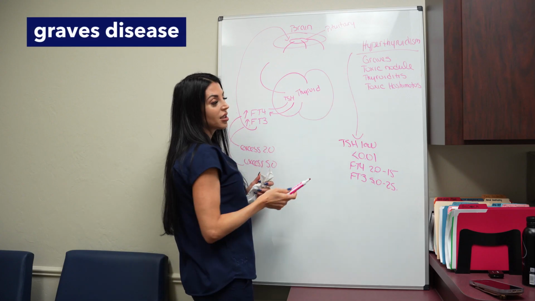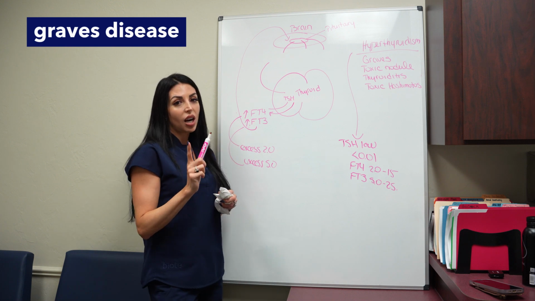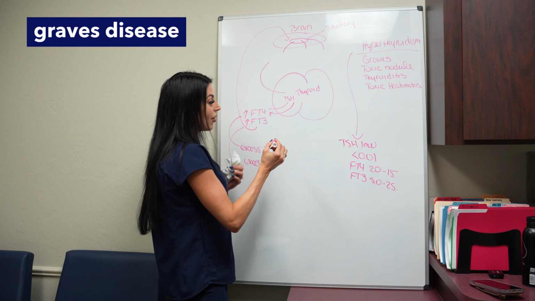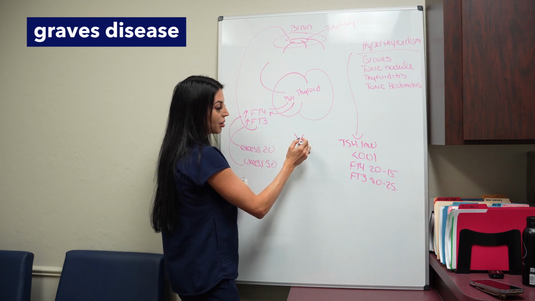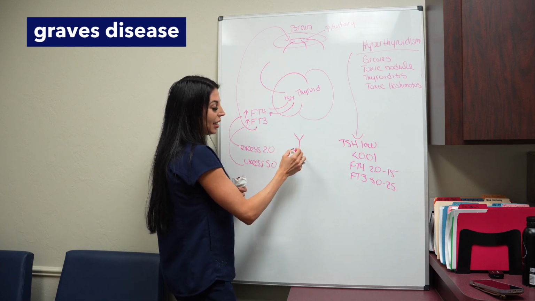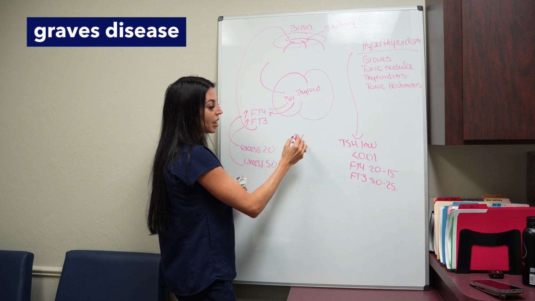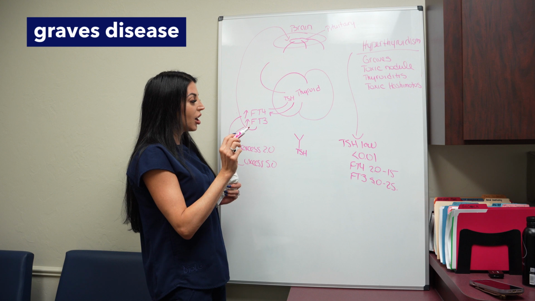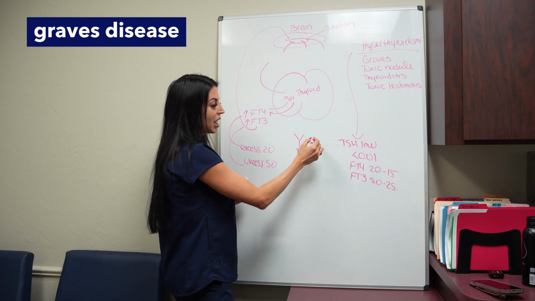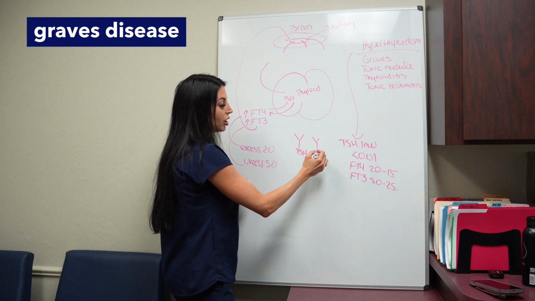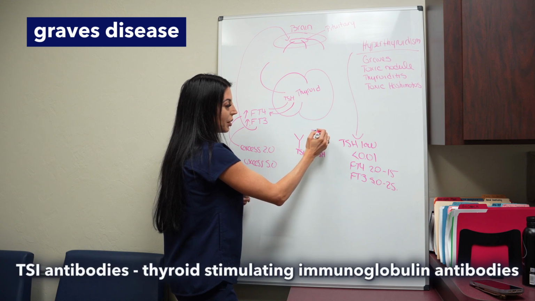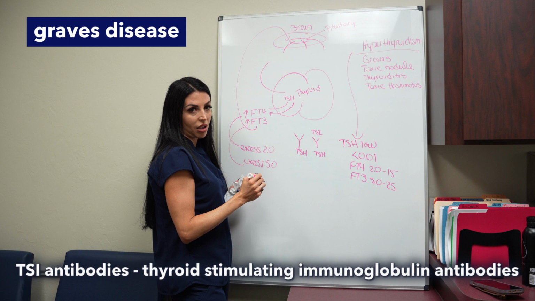Well, Graves' disease is the most common. Graves is an autoimmune process where your body attacks your own thyroid gland. You have this antibody, and I like to look at them as like little Ys, and this antibody looks very similar to a TSH molecule according to your thyroid. So your body is making these little antibodies that look like TSH. We call these TSI antibodies, thyroid-stimulating immunoglobulin antibodies.